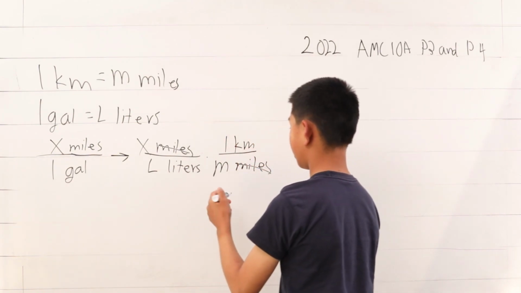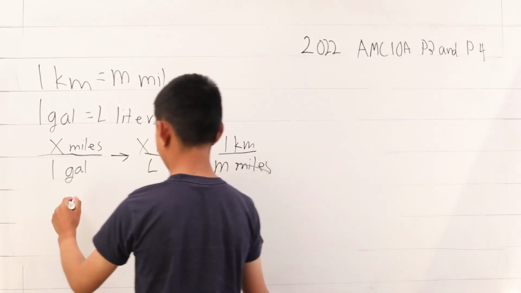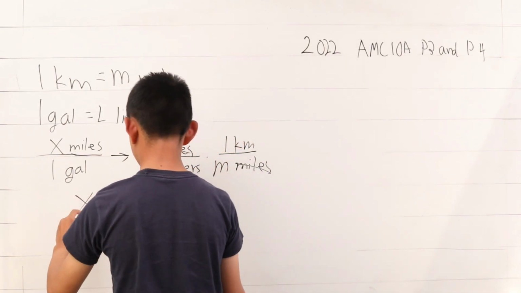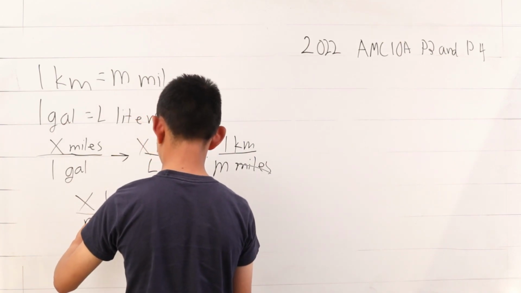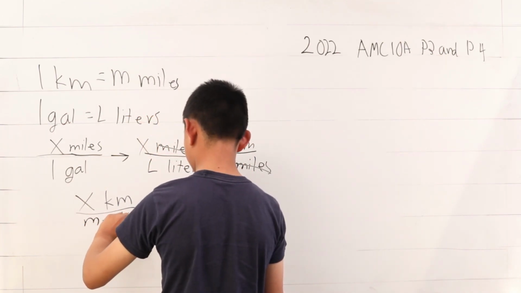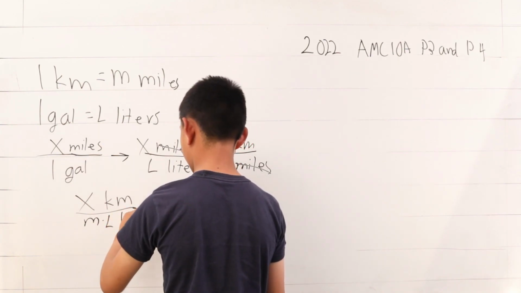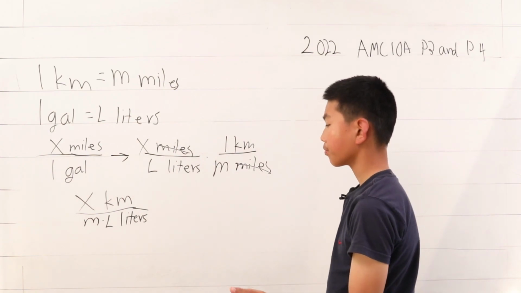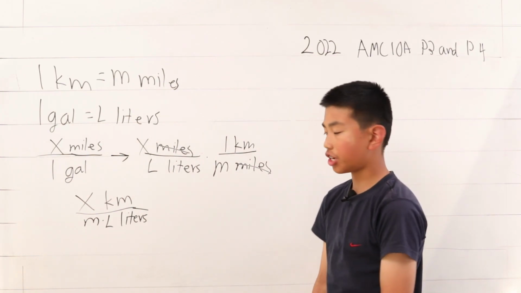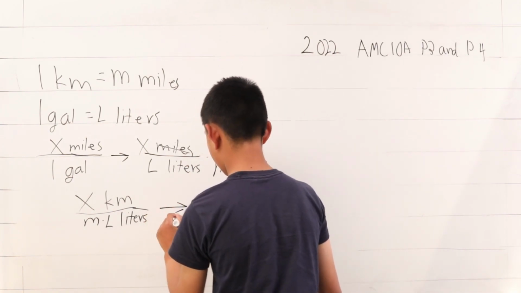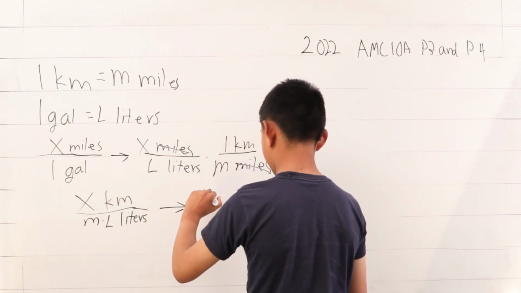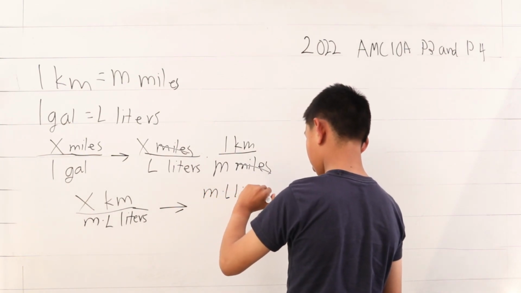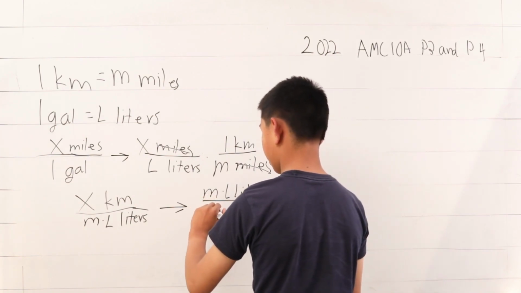So now from this equation, you get X kilometers over M times L liters. X kilometers over M times L liters. Now, since it's a ratio, we can just flip it over. So that's essentially what we want: M times L liters over X kilometers.